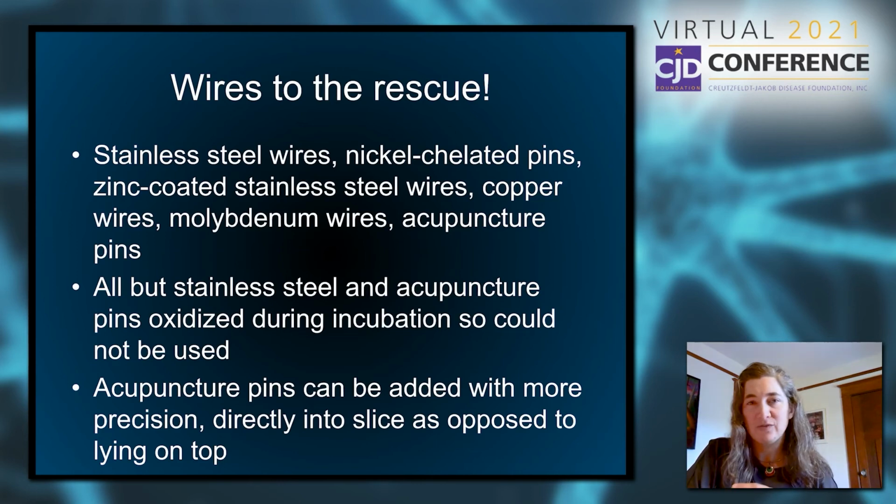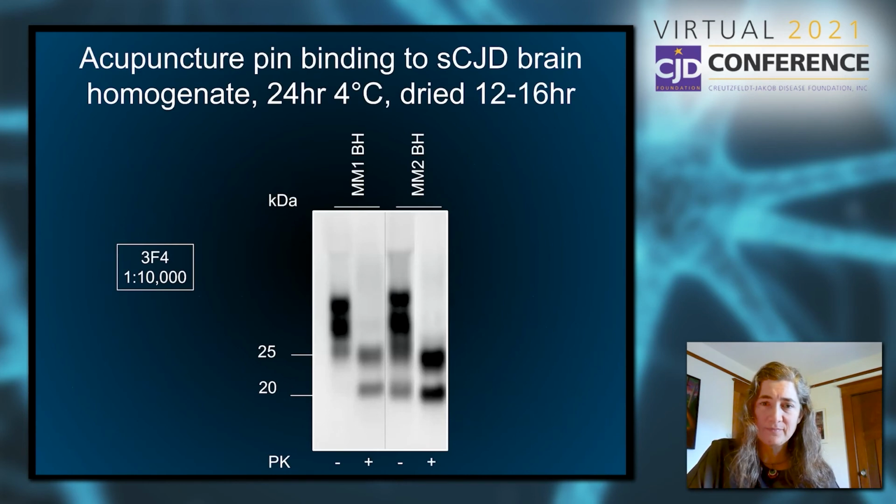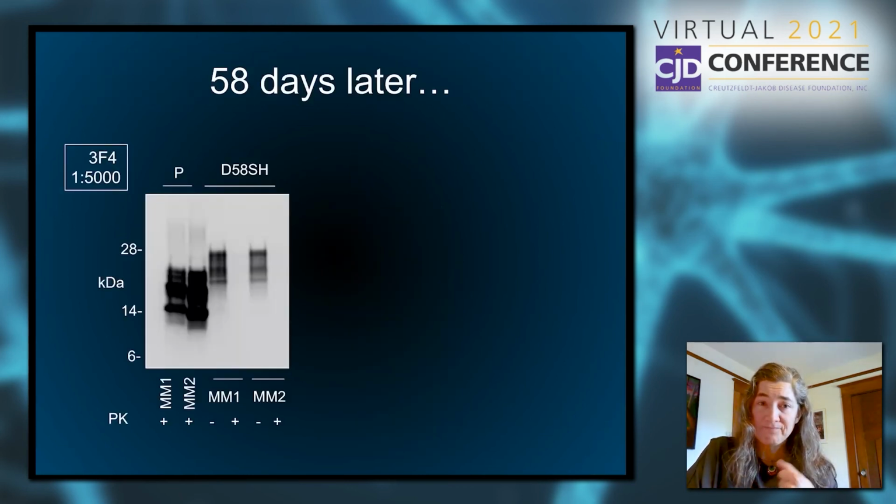We tested a whole bunch of different wires, stainless steel, nickel, copper, etc., and found that steel and acupuncture pins were the only ones that wouldn't oxidize. We're hoping that acupuncture pins could be more precise. Instead of laying them across the slice, we could stab the slice. Here I'm showing you that we can bind the prions to the wires, and then we put them into culture. Unfortunately, after 58 days, this blank lane says we did not detect infection after skewering our slices.